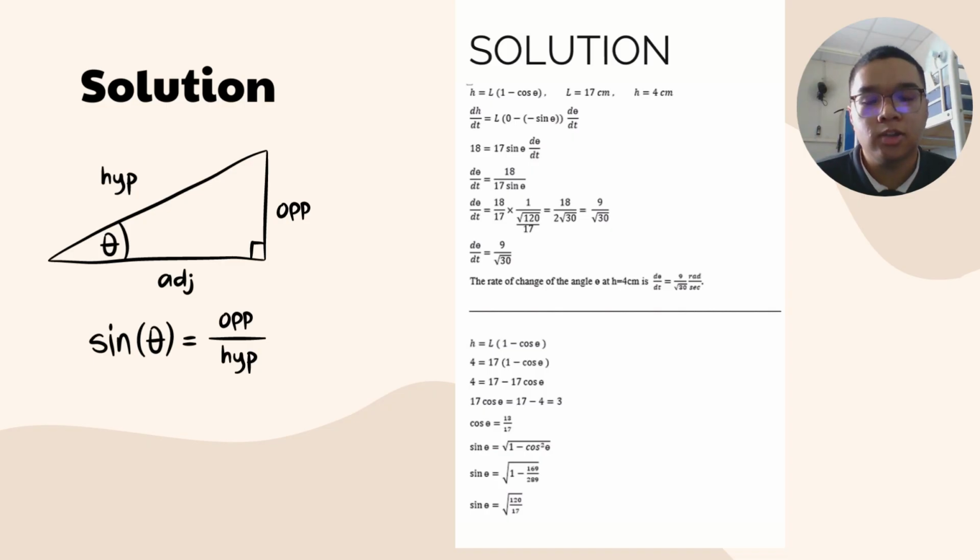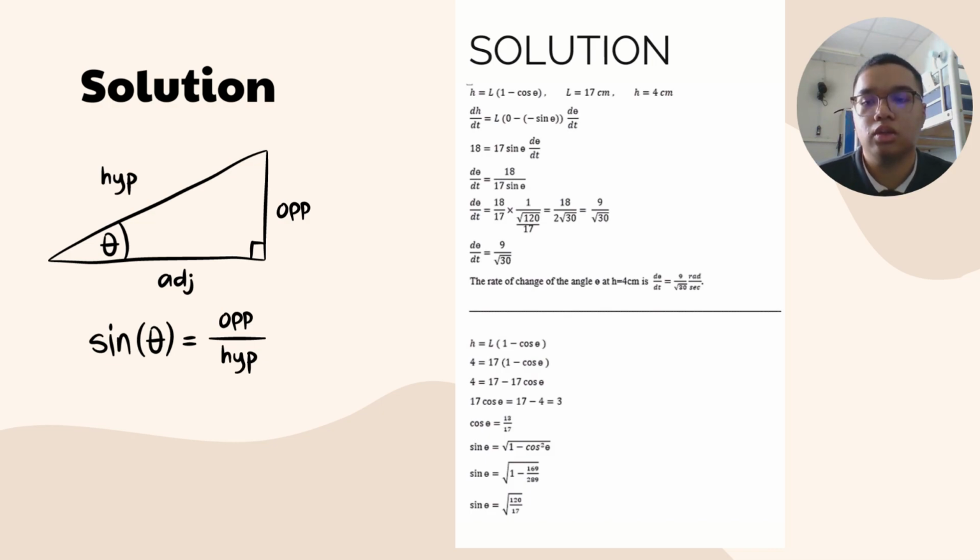Done. The solution for our problem is h equals L bracket 1 minus cos theta, where the value of L is 17 cm and h is 4 cm. As you can see on the lower side of our solution, we already entered the value of L and h into the equation h equals L bracket 1 minus cos theta. So the answer is 17 cos theta equals 17 minus 4, equals 13. After that, we want to find the value of cos theta, so we use the Pythagorean theorem, and the value of cos theta is 13 over 17.